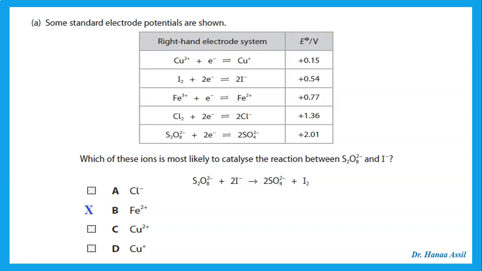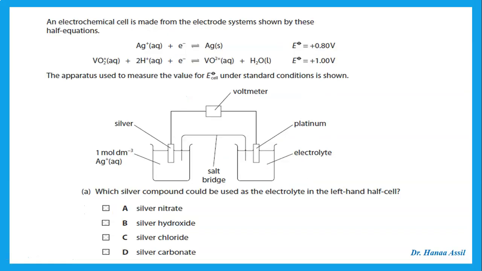Now we cannot use the copper 2 plus and the copper plus. It is above the iodide. It cannot oxidize the iodide to iodine.